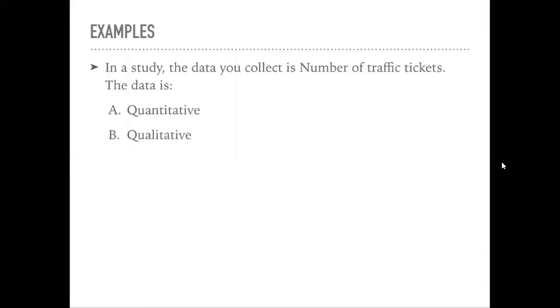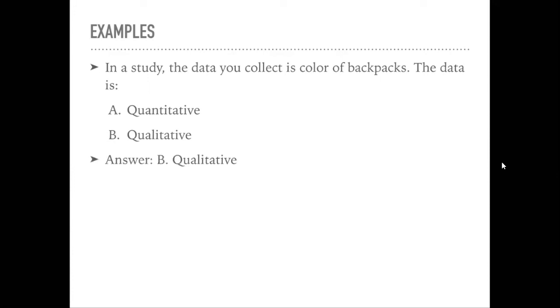In a study, the data you collect is number of traffic tickets. The data is numerical, so that means it would be quantitative. In a study, the data you collect is color of backpacks. That means the data is just a quality, a description about it. So this would be qualitative.